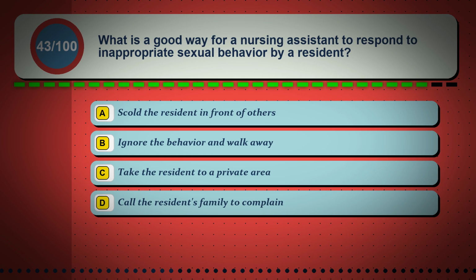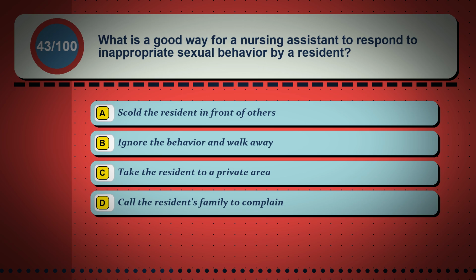Question 43. What is a good way for a nursing assistant to respond to inappropriate sexual behavior by a resident? Option A, scold the resident in front of others. Option B, ignore the behavior and walk away. Option C, take the resident to a private area. Option D, call the resident's family to complain.